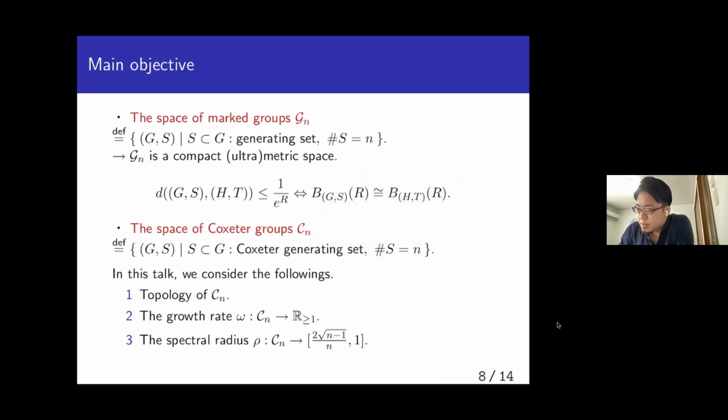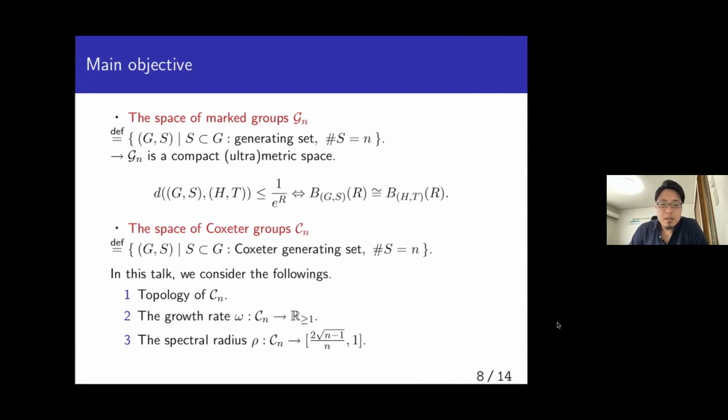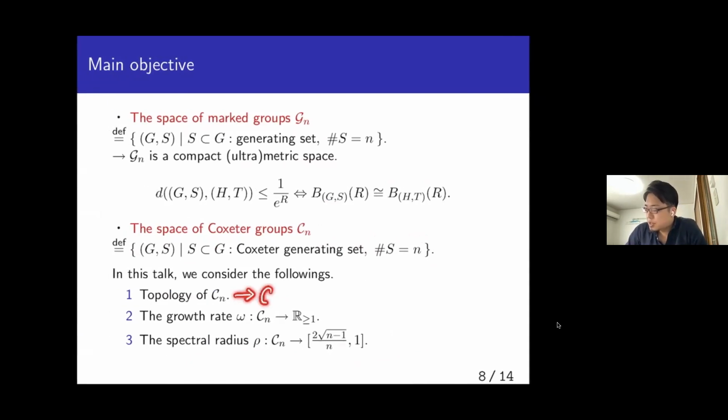And I will introduce the space of Coxeter groups, C_n. This is the set of pairs of a Coxeter group G and a Coxeter generating set S. And of course, the number of elements of S is equal to n. I would like to talk about the topology of C_n, the continuity of the growth rate omega, and the continuity of the spectral radius rho. So I will first show that C_n is compact in G_n.